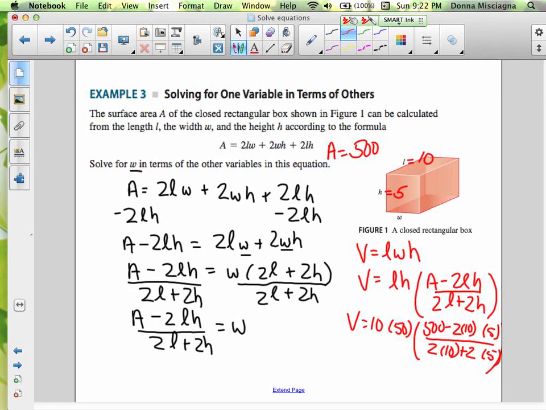You'll use this in calculus to find, for instance, the box that will maximize your volume while minimizing your costs.